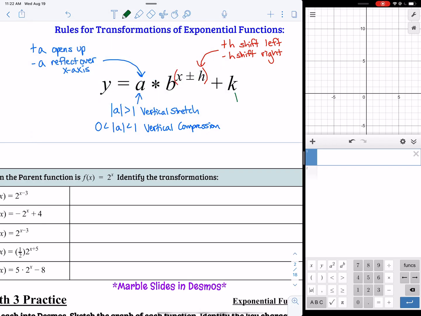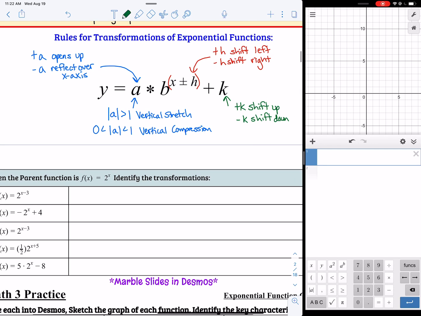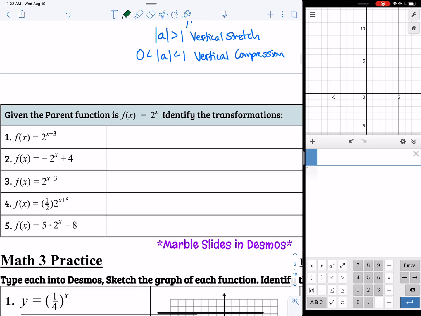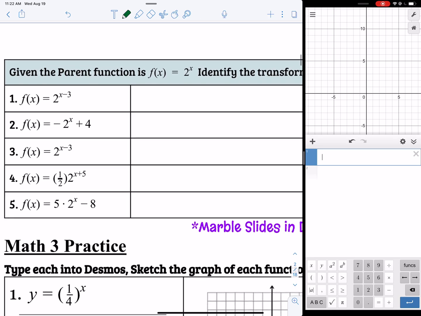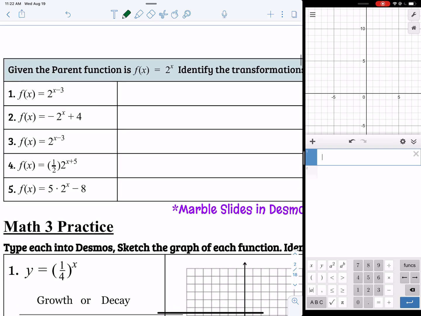And then the k value is something being added or subtracted. Usually it's out back, but it could also be moved to the front if they're really trying to be tricky. But a positive k value makes your graph shift up that many units, and a negative k value makes your graph shift down that many units. All right, so let's try to pick out the transformations below in this table, and then I'll show you how you can also use Desmos to take a look at a few of them.